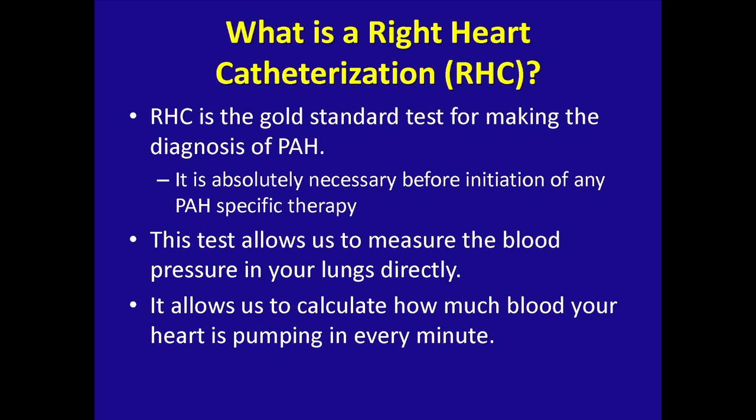The gold standard test for making this diagnosis is a right heart catheterization, because this is really the only test that allows us to directly measure the blood pressure in the lung and give us some very useful information about what's causing the pressure to be high, which class of pulmonary hypertension you have, and then giving us prognostic information to say, how aggressive do we need to be in treating this patient? How advanced is the disease when we make the diagnosis? So it is absolutely necessary before the initiation of any pulmonary hypertension specific therapy.